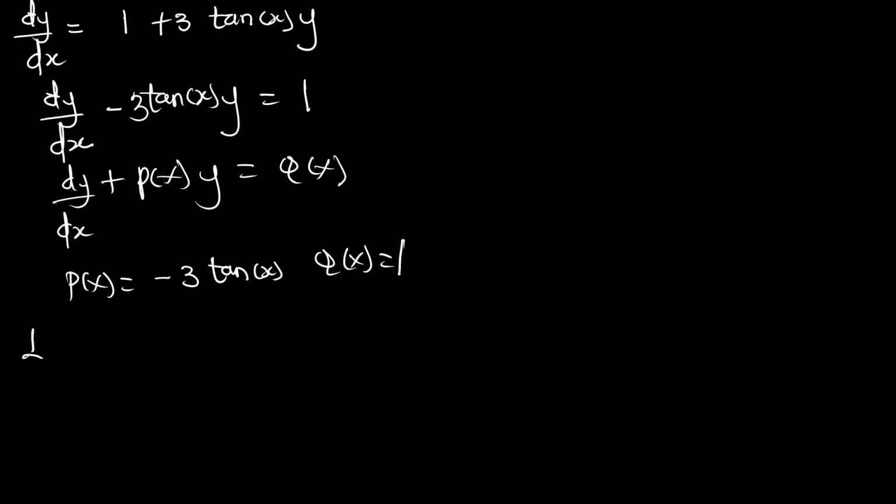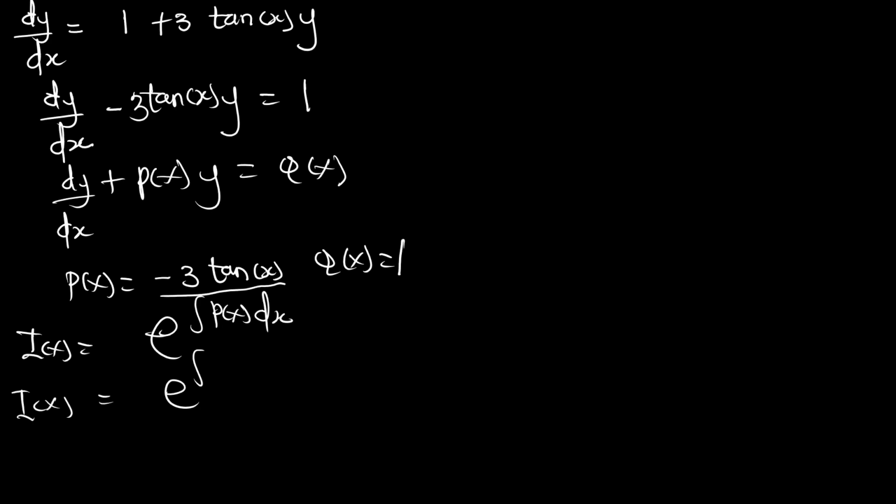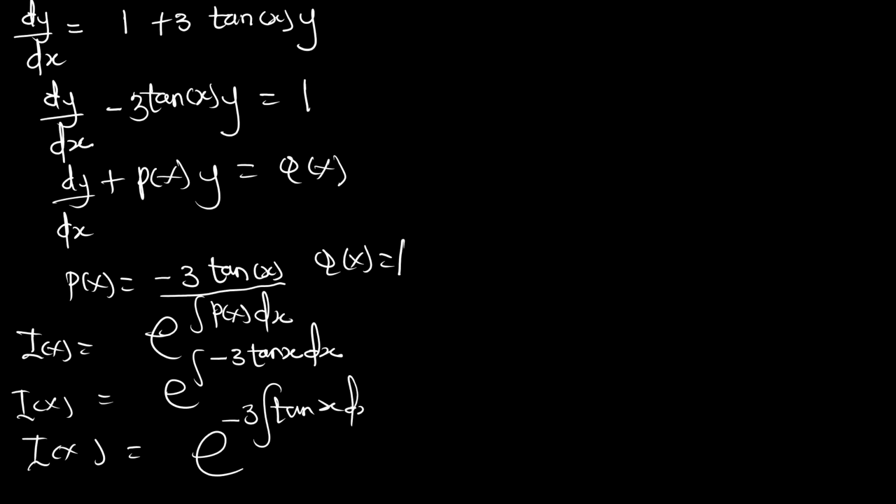My integrating factor is e to the power integral of p of x dx. So for I of x, just substitute p of x here, which is negative 3 tan x, so negative 3 tan x dx. I of x is going to give us e to the power negative 3 integral of tan x dx.